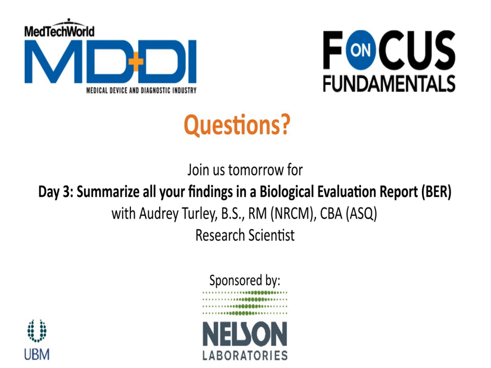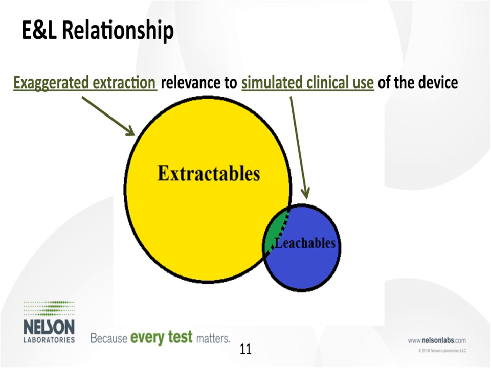Great question. I hope everybody can see it now. This slide is representing two different things. When you look at other depictions of this, you will see that leachable circle being inside the extractable circle. What this is trying to show you is that when we're looking at exaggerated extractions, we're looking for a really wide group of chemicals. And when you're looking at just typical simulated use, we're looking at a much smaller group.